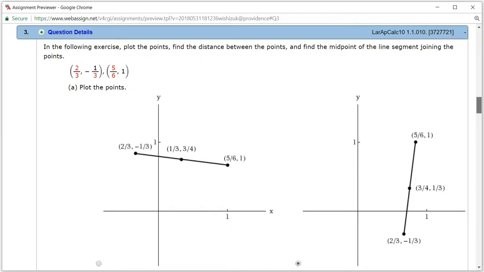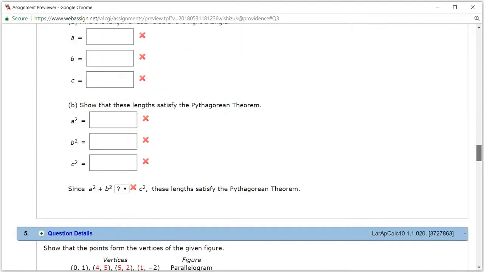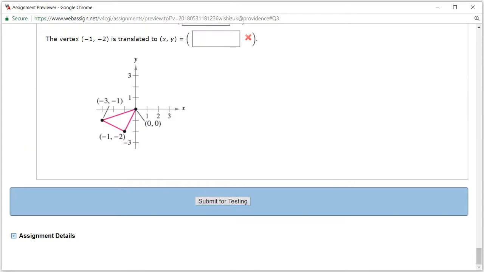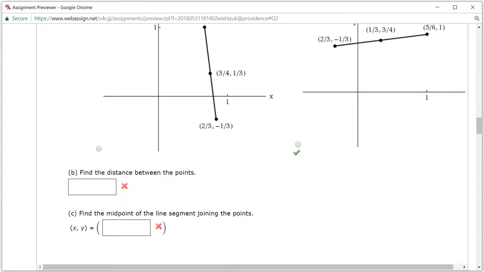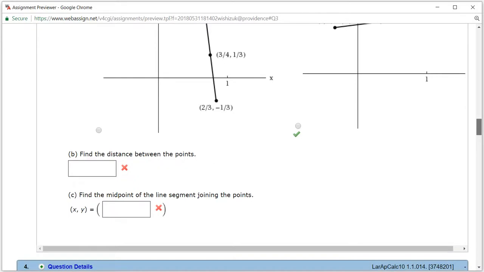So let's check that first one. Go ahead and submit for testing. All right, looks like we got this picture correctly. Let's look at part B. We want to find the distance between these 2 points. So let's do that.